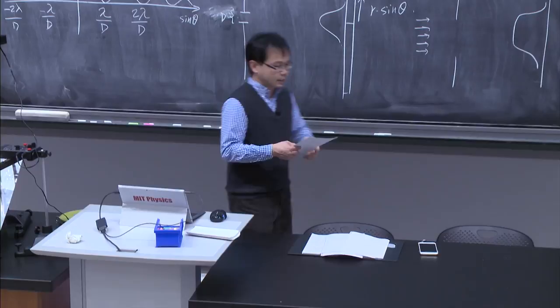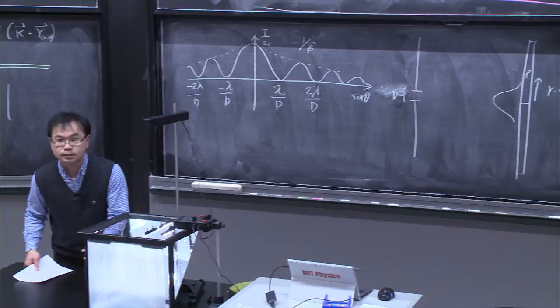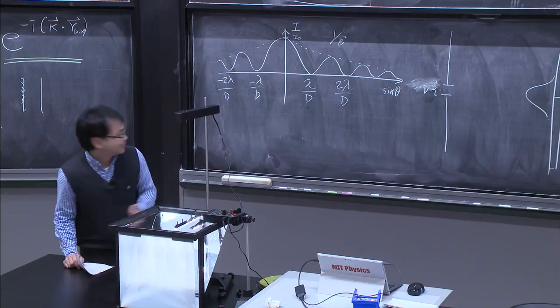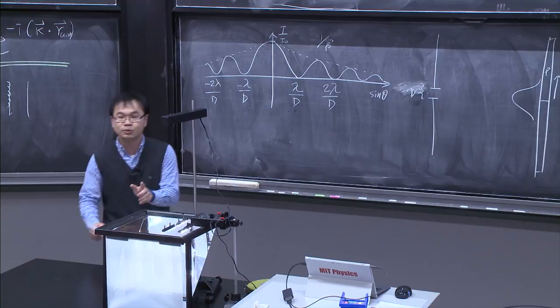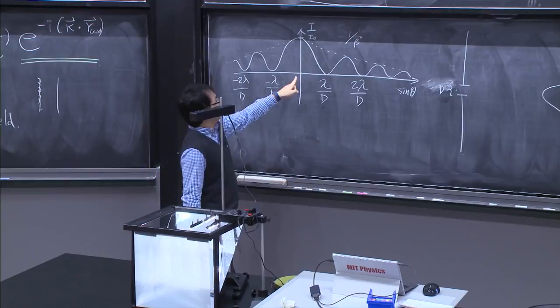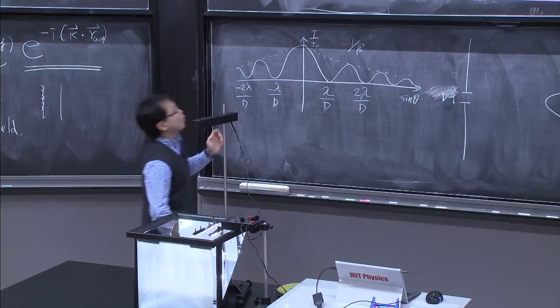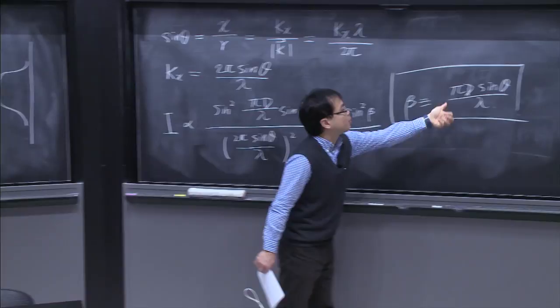And also, the distance between the maxima and the minima is proportional to wavelength. That means I can measure wavelengths by using the position of the minima, and we are going to do that to measure the wavelength of the laser beam. And finally, the last thing we learned is that in the central region you have a maxima of I0, and this intensity goes down proportional to 1 over beta squared, where beta is defined here. It's proportional to d sine theta and inversely proportional to wavelength.